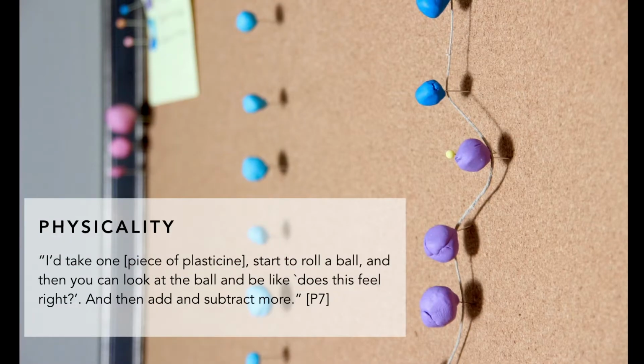The physicality of this process made it enjoyable for participants, but they also found that qualitative aspects of their experiences were easier to represent directly. So for instance, participant 7, who visualized his meditation quality, explains how his process worked. So he says, I take one piece of plasticine, start to roll a ball, and then you can look at the ball and be like, does this feel right? And then add and subtract more. So this really shows how participants directly visualize their experiences without separate data logging.